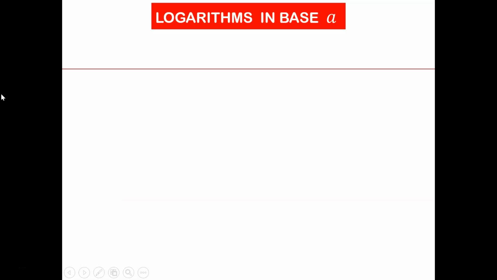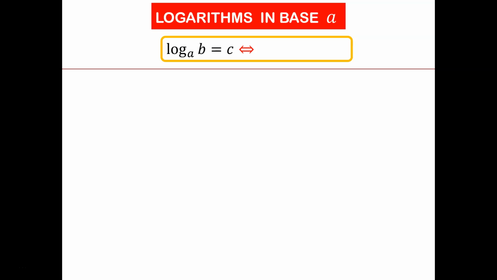Now this lesson's on logarithms in base A. Last lesson we did logarithms in base 10, so it's very similar. For this lesson you'll need your booklet. You also need your graphics calculator. So here we have log base A of B is equal to C, and that is true if and only if the base is A, so A to the power of C is equal to B.